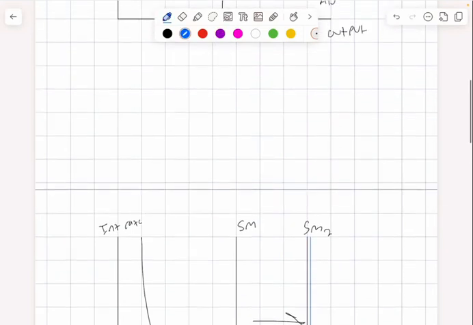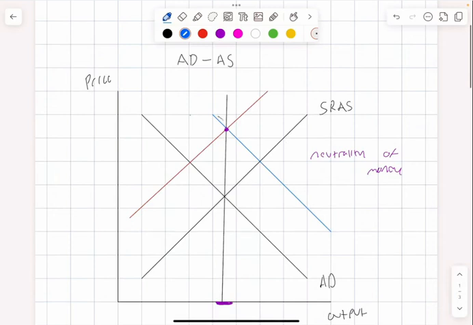More money on this curve creates an increase in demand, meaning that there's higher prices and higher output, and then short run aggregate supply shifts back to the neutrality of money right here. And that's an overview of inflation in the long run and the neutrality of money.